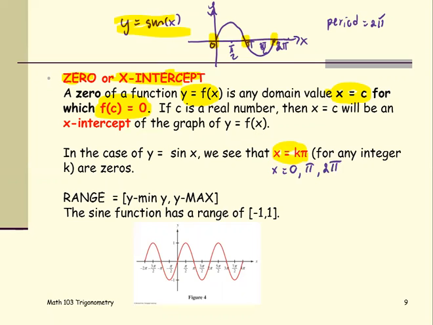For the range of the function, the range is the interval of the y max and y min. So for our case, for the graph of the sine function, the maximum is at 1, the minimum is at -1. So then the range of the sine function is the interval from -1 to 1.